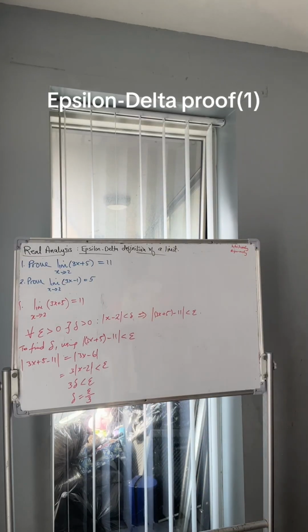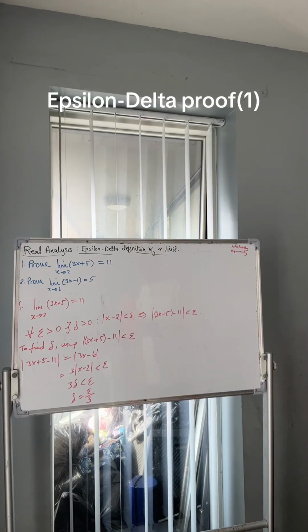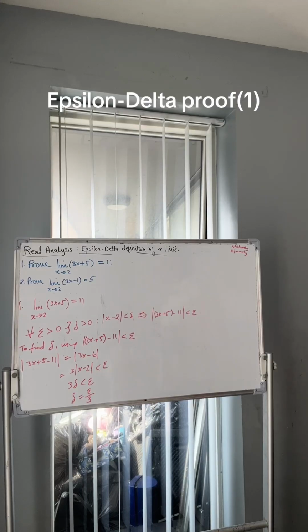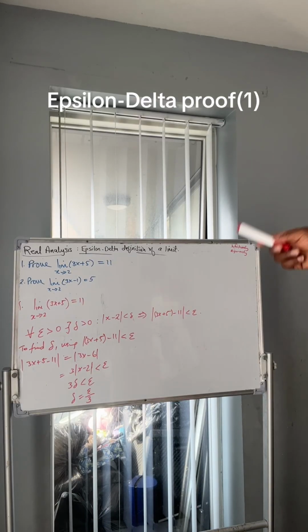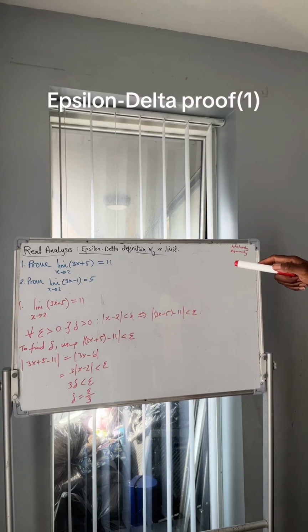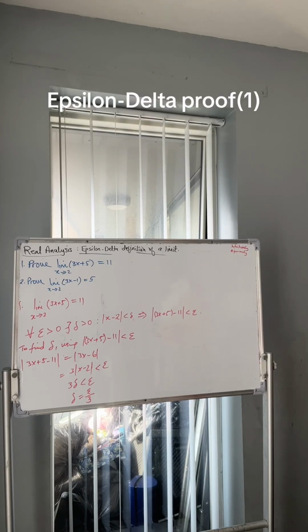Now we got a value for delta. We now need to prove that indeed that function has a limit which is 11. So how do we go about that? How do you go about that?